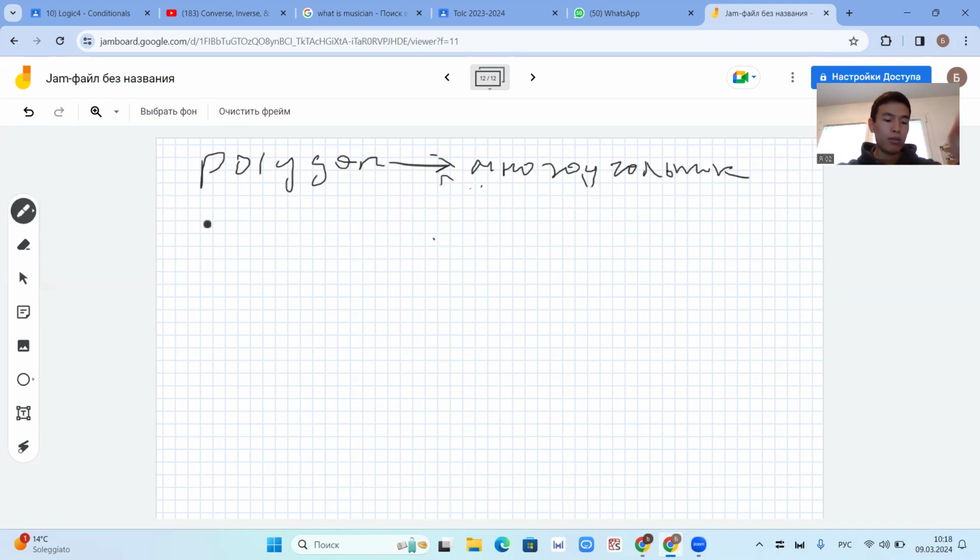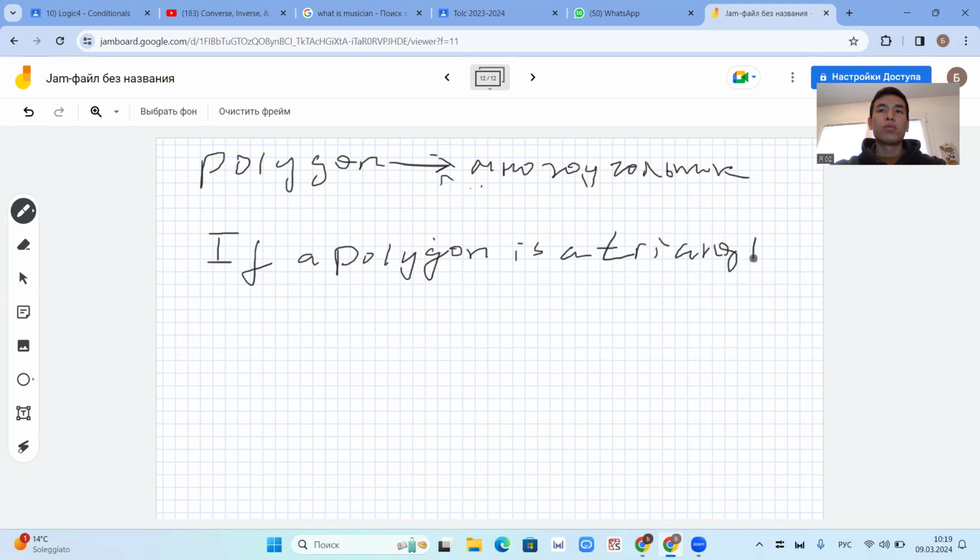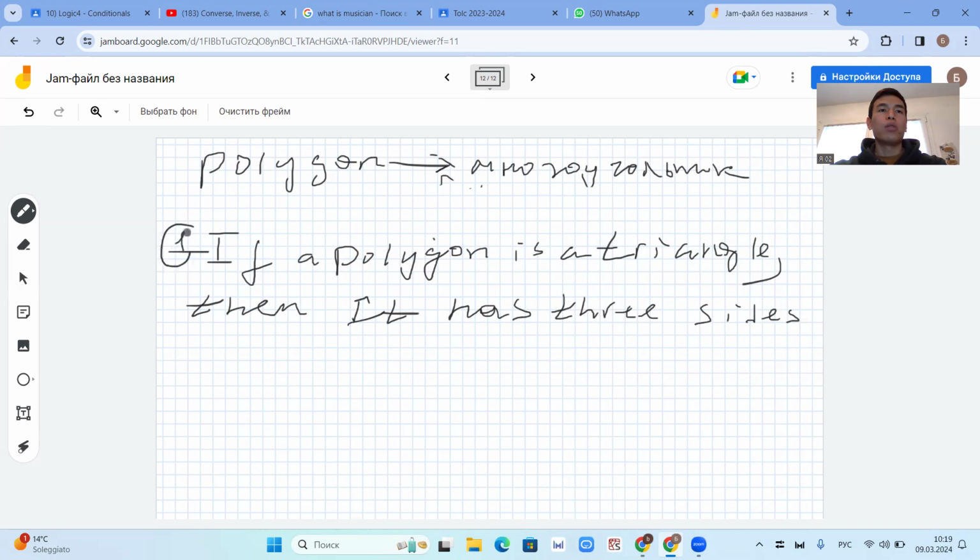Okay. Let me write like this. If a polygon is a triangle, then it has 3 sides. This is our conditional statement. If P, then Q, or P implies Q.